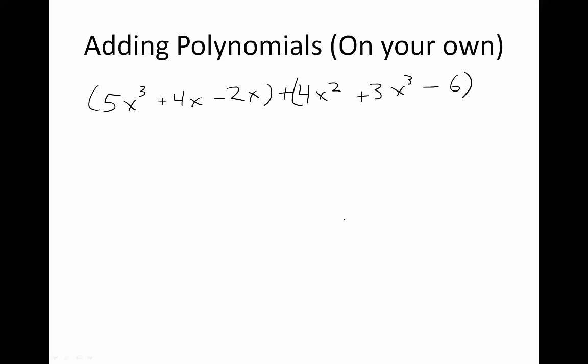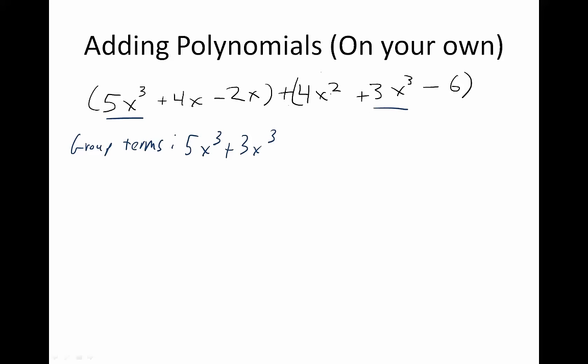So here's the problem that you had to do on your own. Let's do it together. So first we're going to group terms. I noticed that I have a cubed term and a cubed term. So I'm going to take these two, and that's 5x cubed plus 3x cubed.